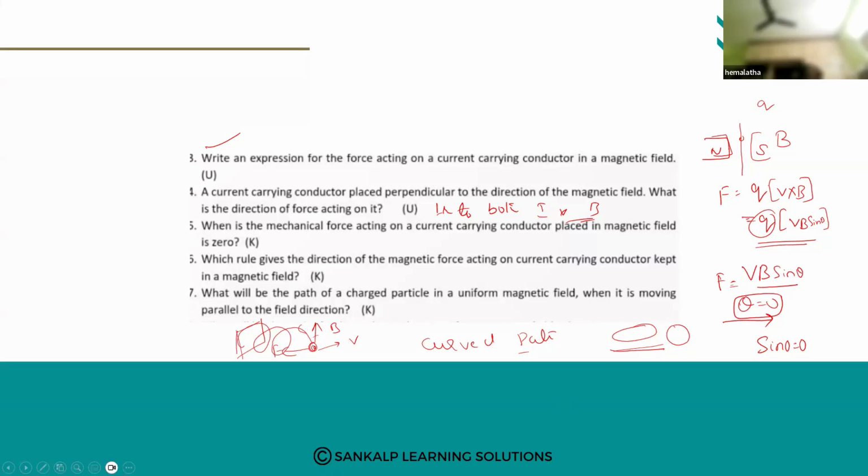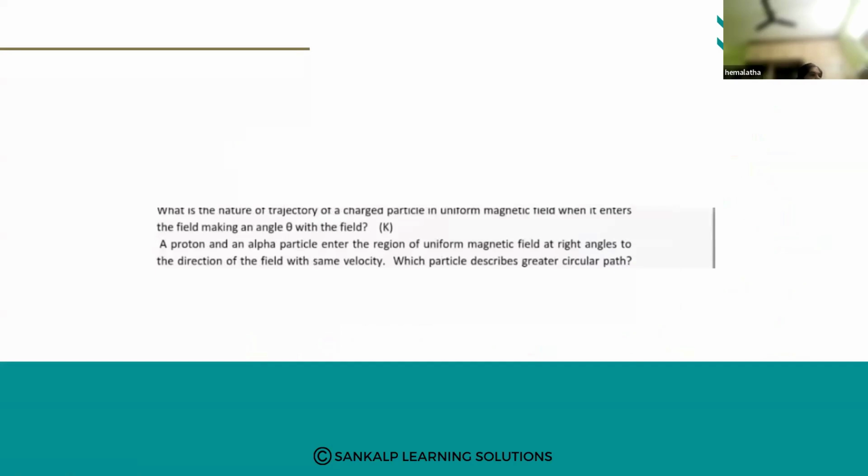A one mark question can involve all kinds of information. What is the nature of the trajectory of a charged particle when it enters the magnetic field making an angle theta with the field?